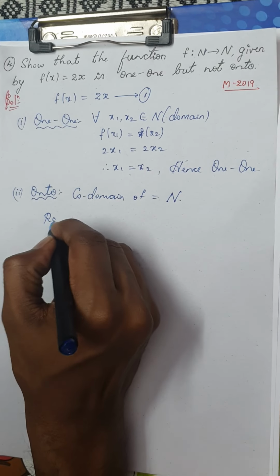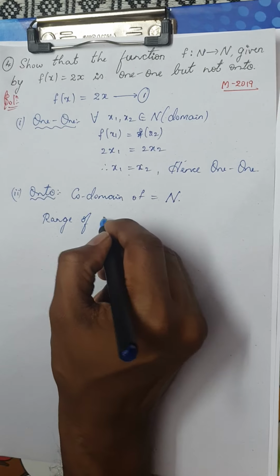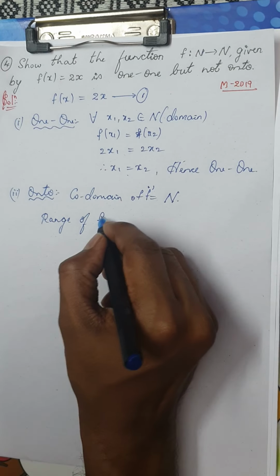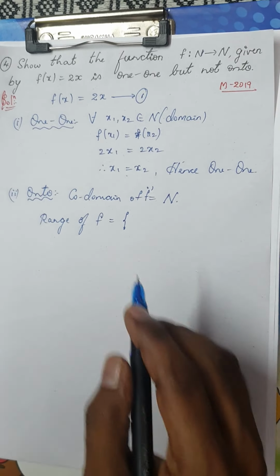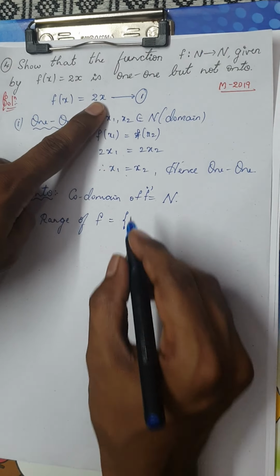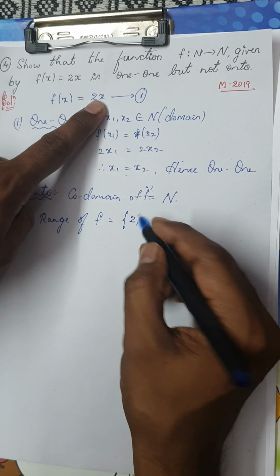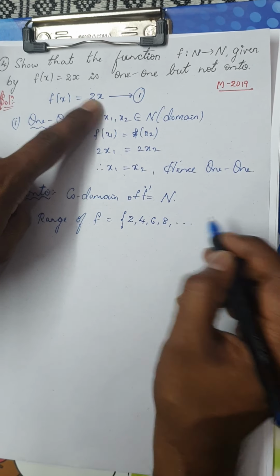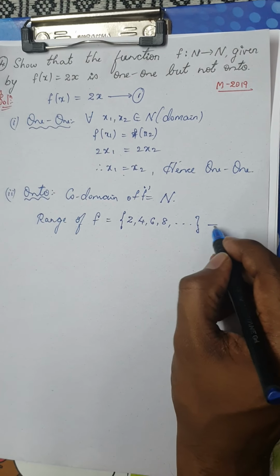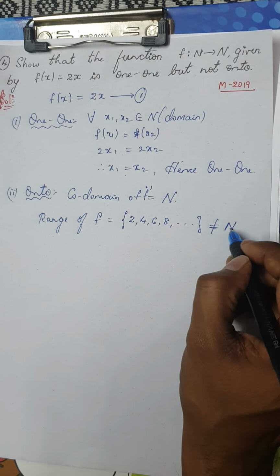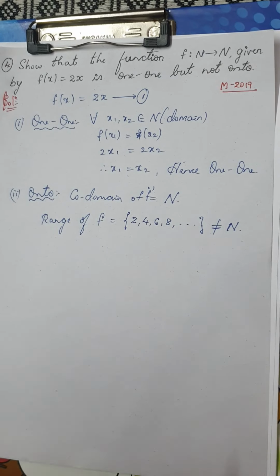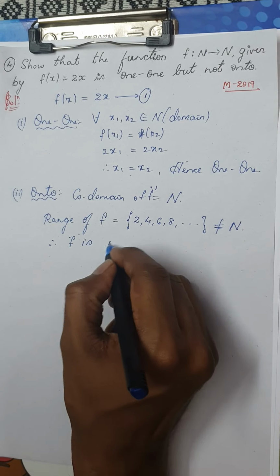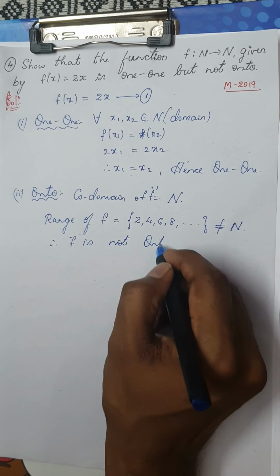Now what is the range of f? Codomain of f is natural numbers. Range of f is nothing but, keep on putting the values: if you put x = 1, range would be 2. If you put x = 2, range would be 4. So 2, 4, 6, 8 and so on. It is just the multiples of 2, which is not equal to N. Therefore you can say f is not an onto function.